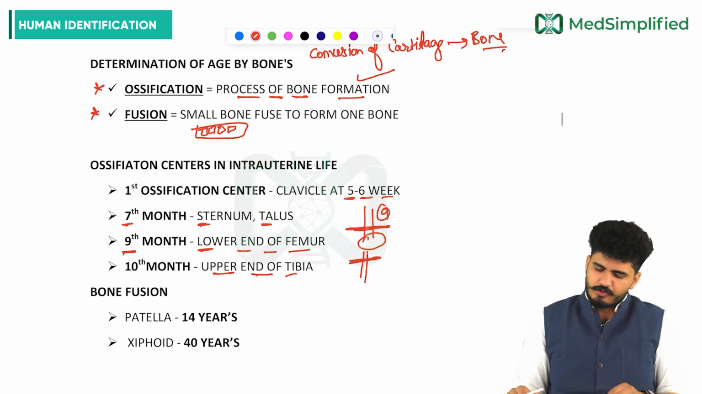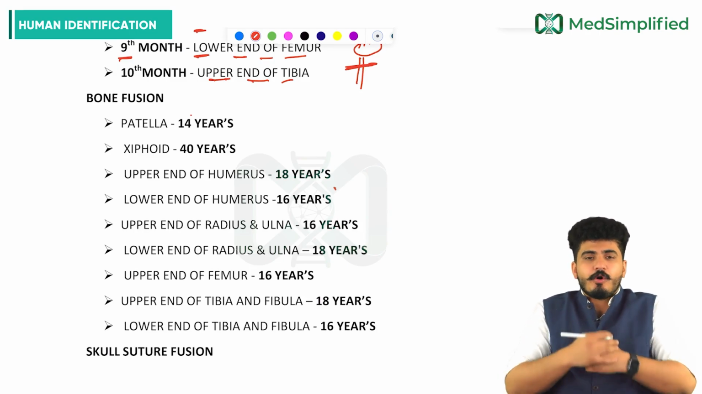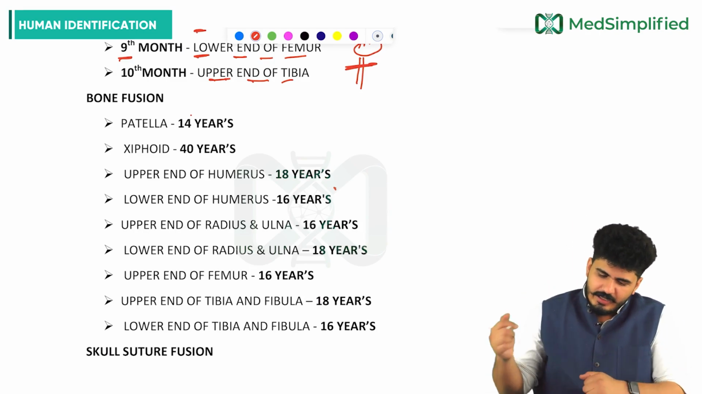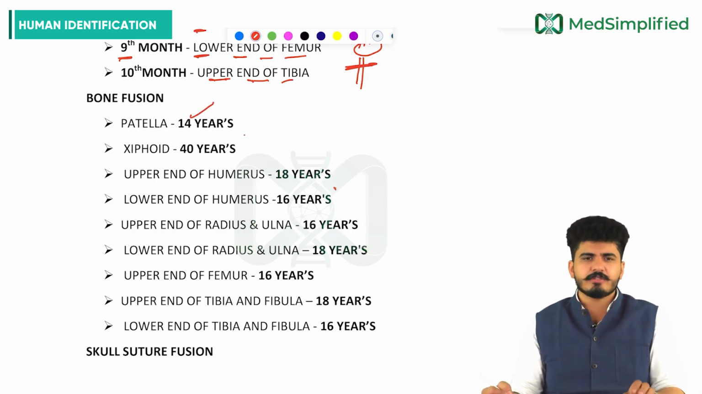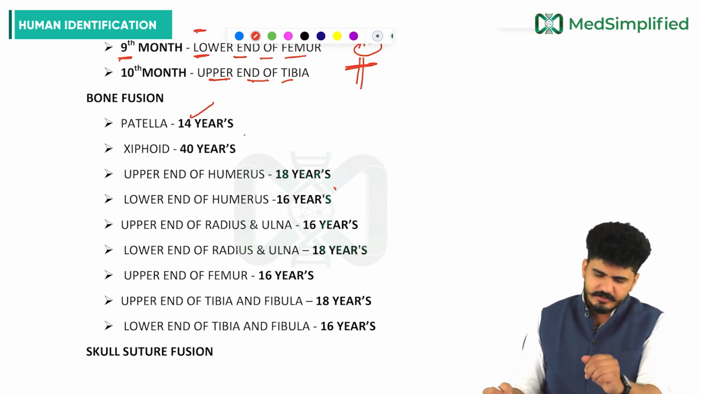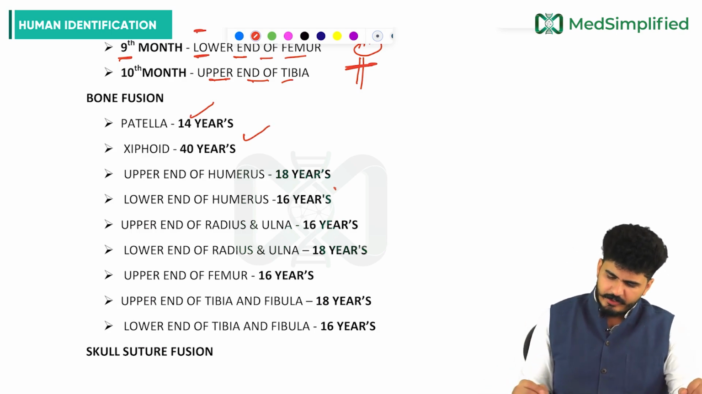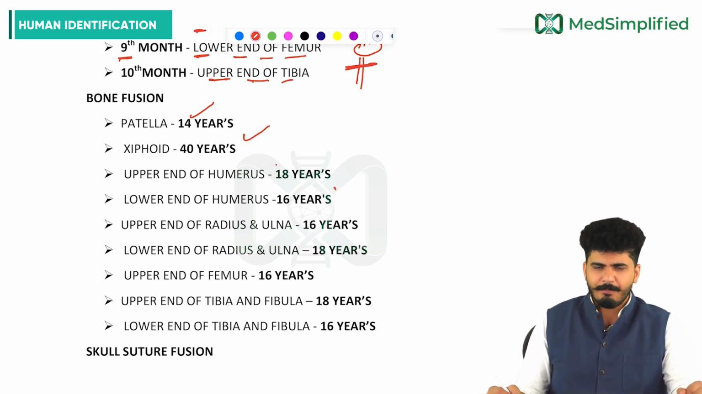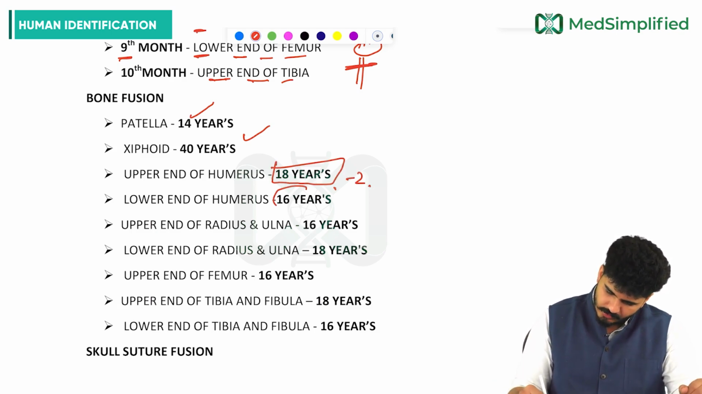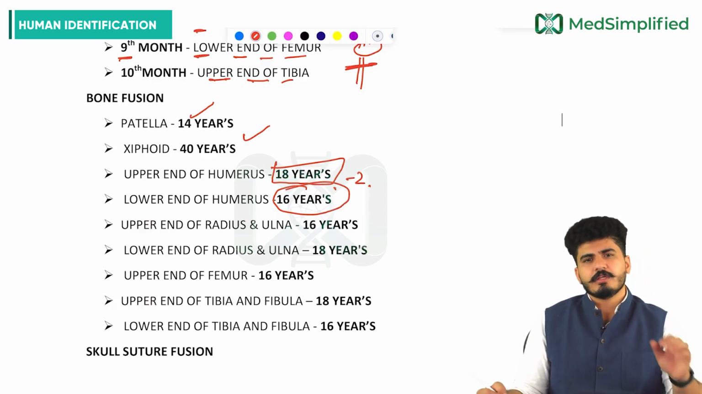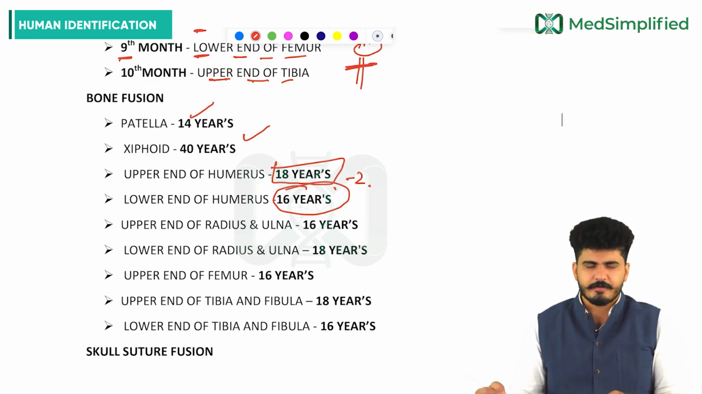Now we come to bone fusion. Bone fusion means small parts of bone fuse together to form a single bone, my dear friends. Like the patella at 14 years. Small bones fuse together to form the patella at the age of 14 years. The xiphoid, 40 years, sir. Now, upper end of humerus and lower end of humerus. Upper end of humerus is 18. If you subtract 2 from it, it will be 16. The lower end would be 16, my dear friends. So upper end at 18 years and lower end of humerus at 16 years.